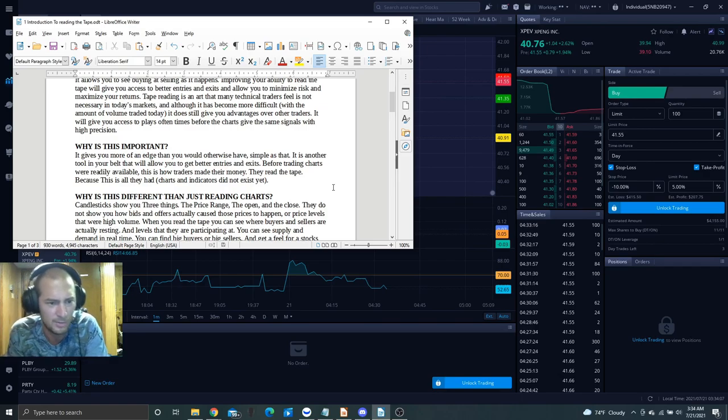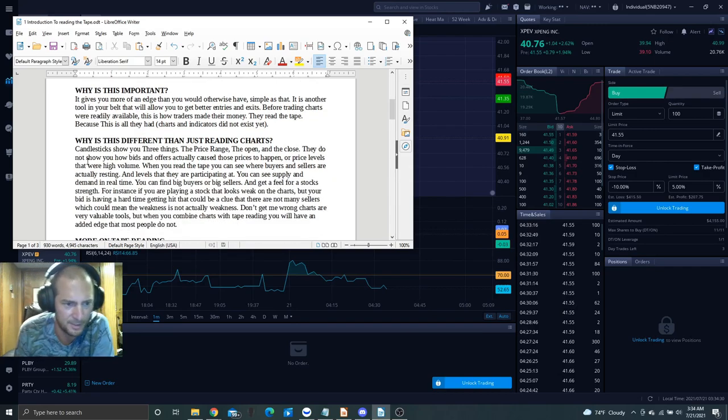Before trading charts were actually even a thing, before you could just hop on your computer and pop up a chart of Google or SPY or Apple, the tape was all that these people had. It would scroll by on a big screen stuck on the wall, and charts and indicators just didn't exist. So this is how people traded before this stuff existed.